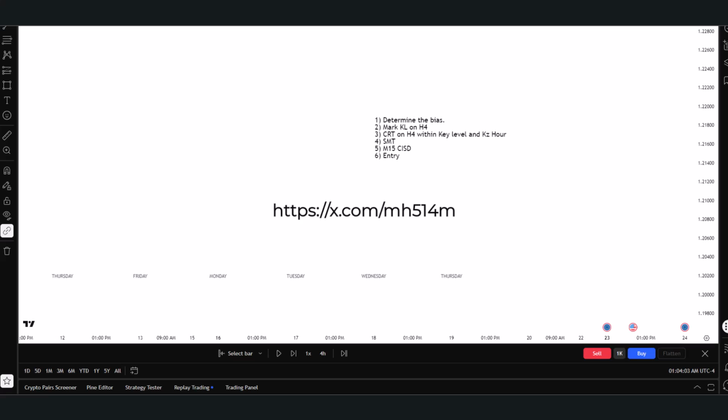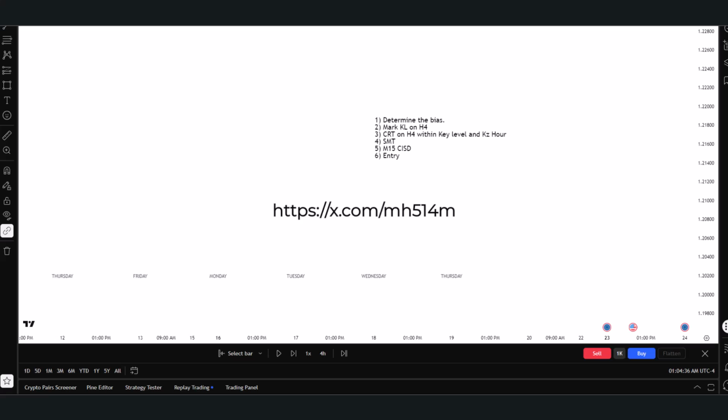Then the next step is SMT. For EU, you have an SMT with GU and DXY, but I personally avoid SMT. If any CRT occurs, then you have to switch to M15 and wait for a CISD to enter a trade.